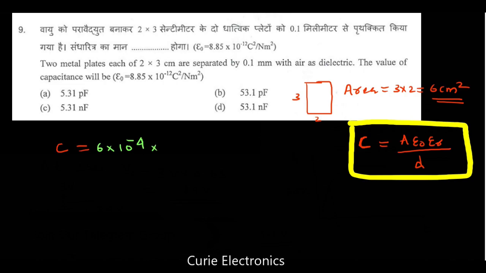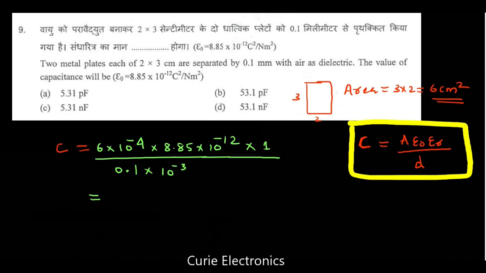Epsilon naught, permittivity of free space. He has given it as a constant, 8.85 multiplied by 10 to the power minus 12. What is the permittivity of air or vacuum? It is 1, divided by the distance. He has given us 0.1 mm. So we have to convert it to meters. To convert it to meters, what do you do? Multiply by 10 to the power minus 3.